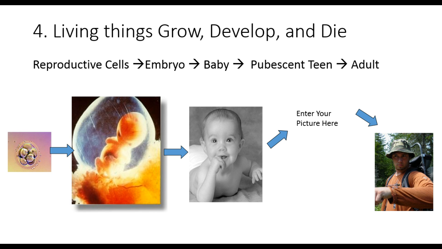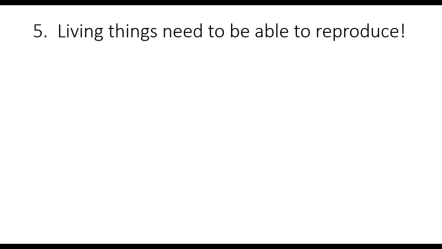This is a picture of me on Isle Royal with a dragonfly that landed on my wrist. He was a pretty big guy. After your adulthood, hopefully after everyone has lived a long, happy, healthy life, the next and final process is to die. Our fifth characteristic of life, living things need to be able to reproduce.